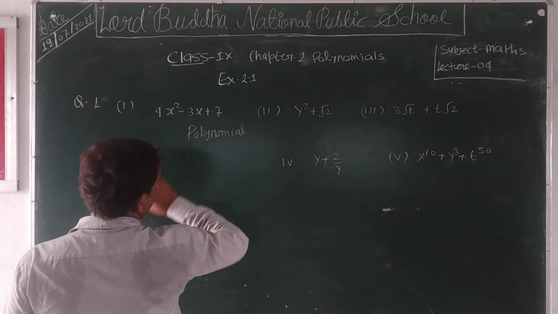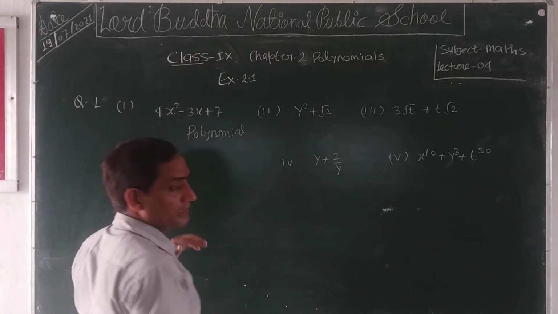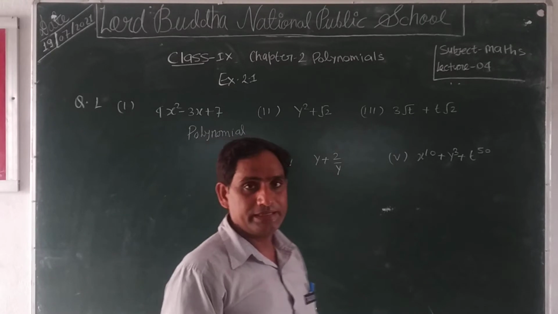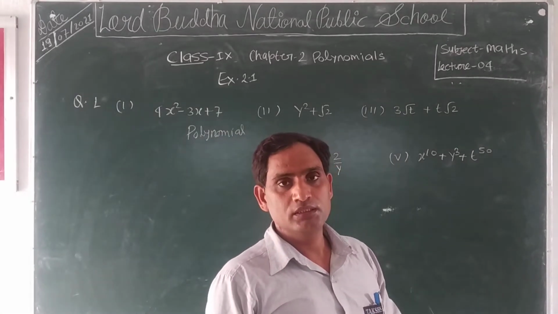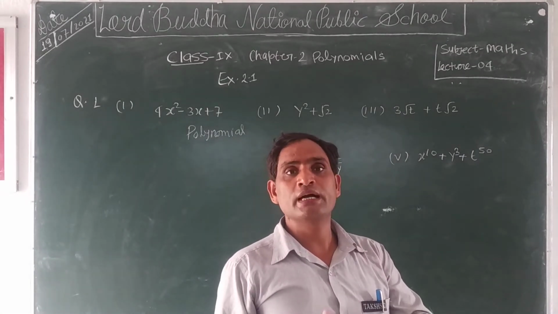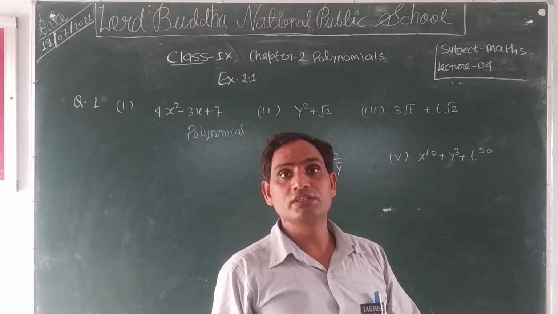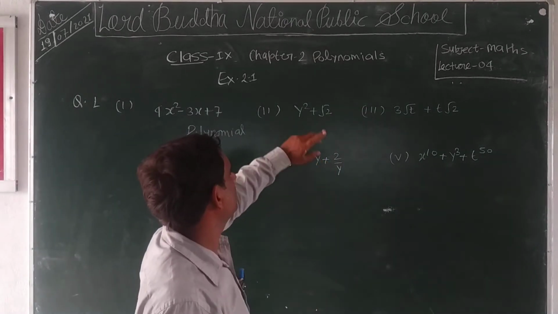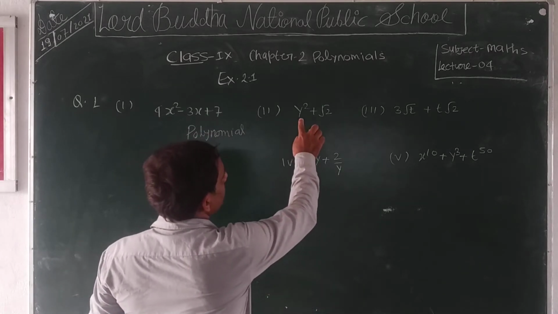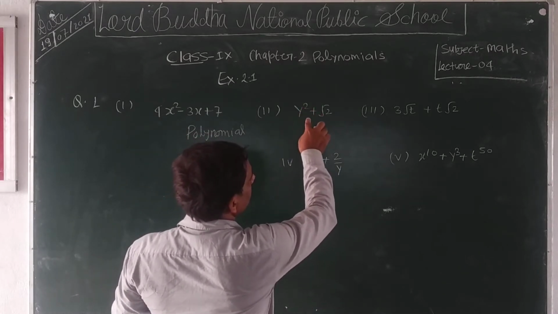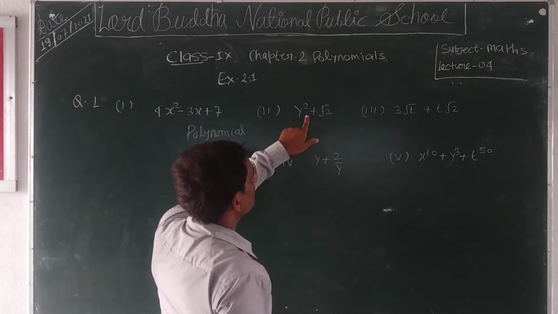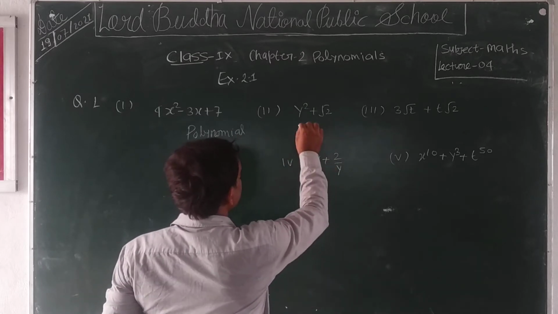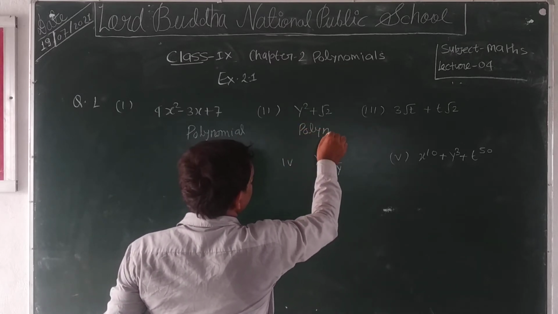Clear? In this, all the terms, the powers of the variables, are whole numbers, which fulfil the condition of non-negative integrals. Clear? Here we see that it has one term of variable y square, whose power is a whole number, hence polynomial.